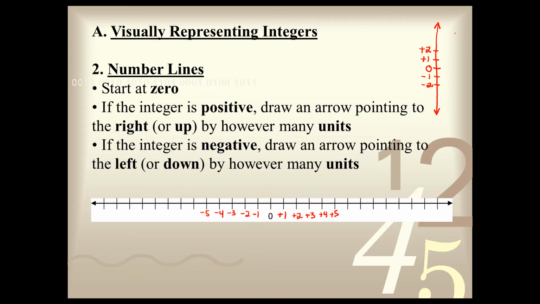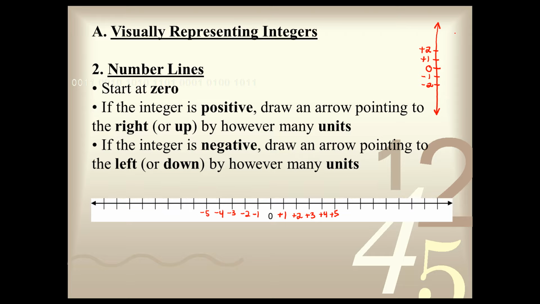If your integer is negative, then we're just going to go in the reverse direction. So if you had, for example, -3, that would mean starting from the origin, we're going to draw an arrow going towards the left if it's a horizontal number line, or down if it's a vertical number line. We make the arrow go left or down depending on how many units the numerical value of the integer is. So for -3, we'd go 3 spots over to the left or 3 spots down.